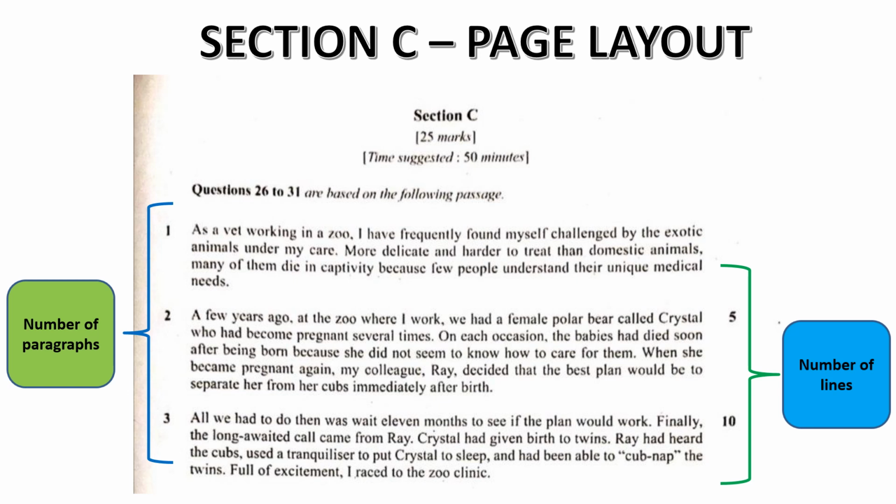So they give us 5, 10, 15. If you count, you see 1, 2, 3, 4, and then: "So a few years ago at the zoo where I work, we had a female polar bear called Crystal." That is line number 5. So it's easier for you to find which line.